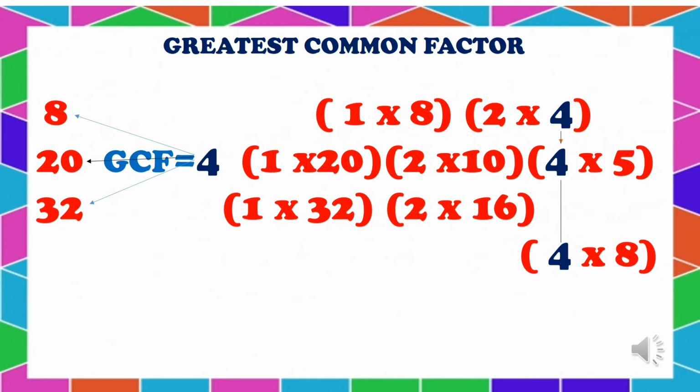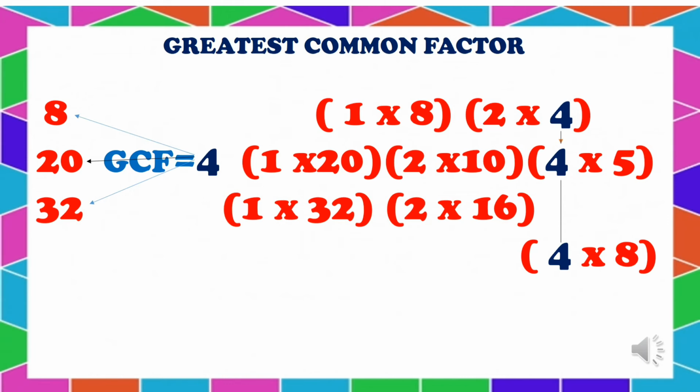Okay, we will have another example. This time we will have three numbers. We will get the greatest common factor of three numbers. Again, the first step is to get the factors of the three numbers. First, the factors of 8: you have 1 times 8 and 2 times 4. Then the factors of 20: we have 1 times 20, 2 times 10, and 4 times 5. For the factors of 32, we have 1 times 32, 2 times 16, and 4 times 8. So these are now their factors.